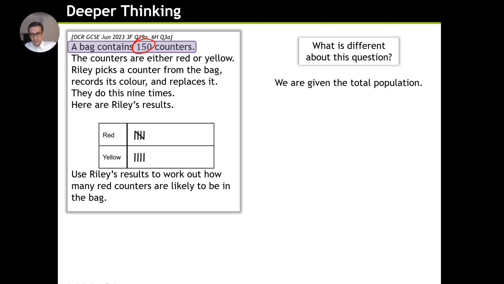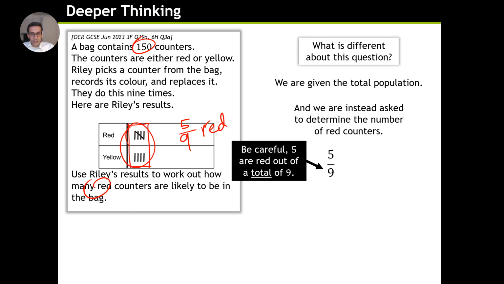So we're going to use that, and we know that if we're looking for red counters, then this fraction here is going to be relevant to us. So we know that roughly 5 out of every 9 counters will be red according to this estimation, this experiment. So if 5 out of 9 are red, then we know that the whole population is out of 150. It's going to be equal to a fraction of R, or red, over 150.